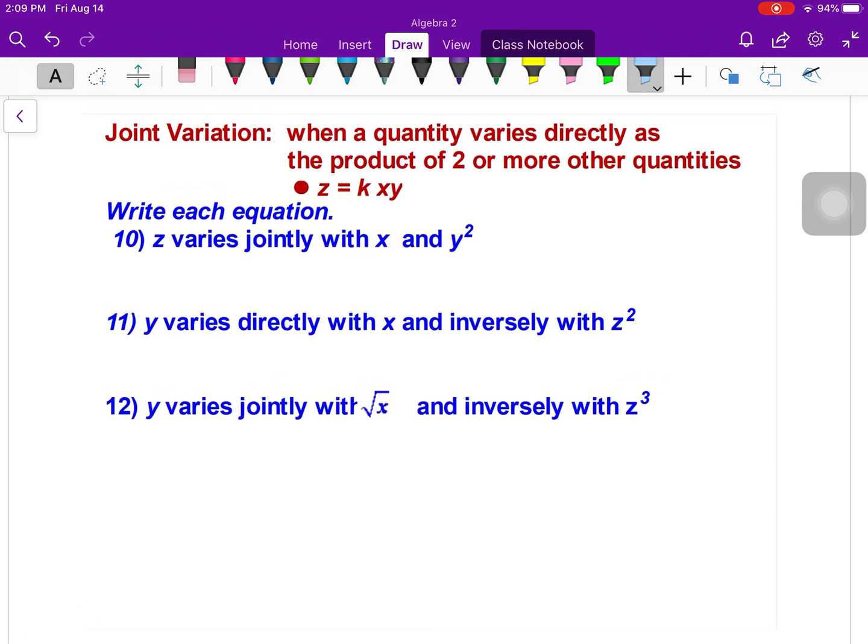Now all joint variation means is a quantity varies directly as the product of two quantities. The product. So it means we still have variation. So z equals k times x times y. So you're going to join by multiplication.